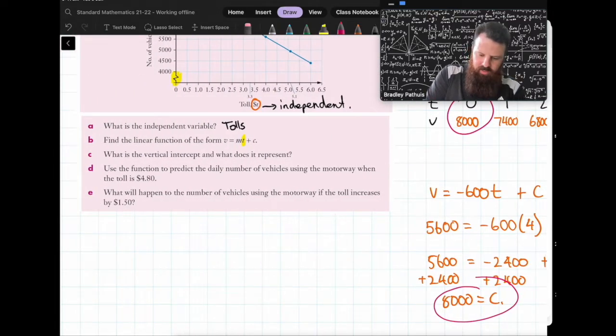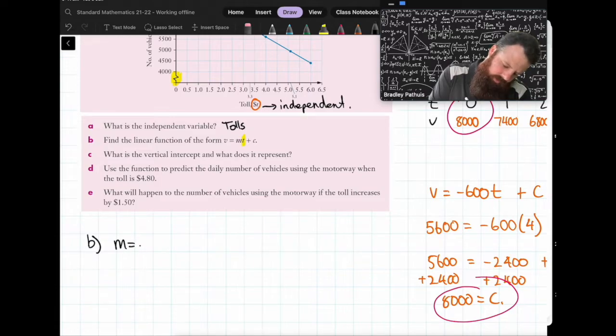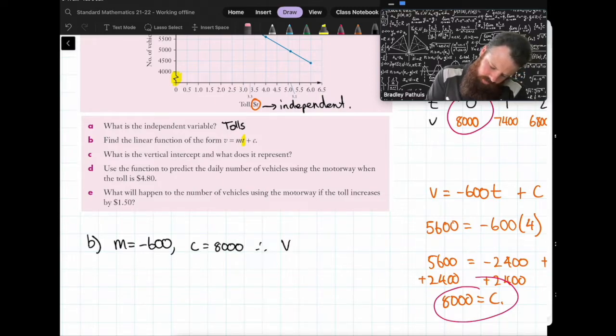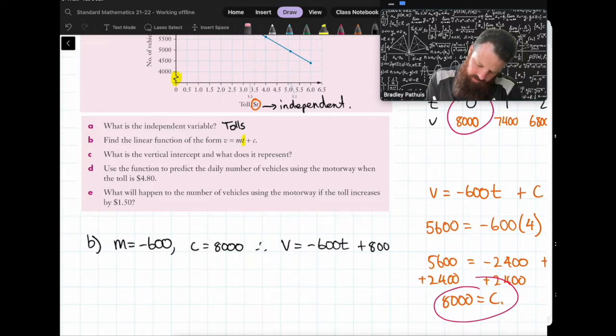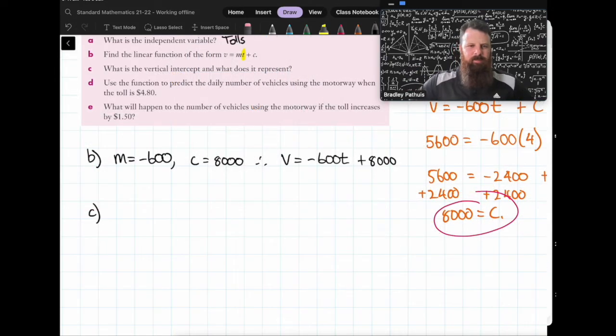So coming over here, our find the function in the linear form. Well, our gradient equaled negative 600, our y-intercept equaled 8,000, therefore our vehicles was equal to negative 600 T plus 8,000. Part C says, what is the vertical intercept and what does it represent?